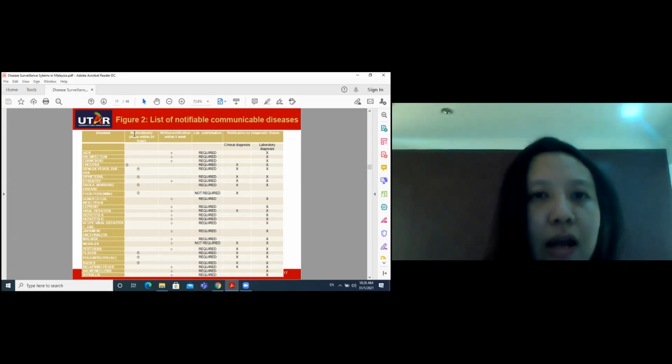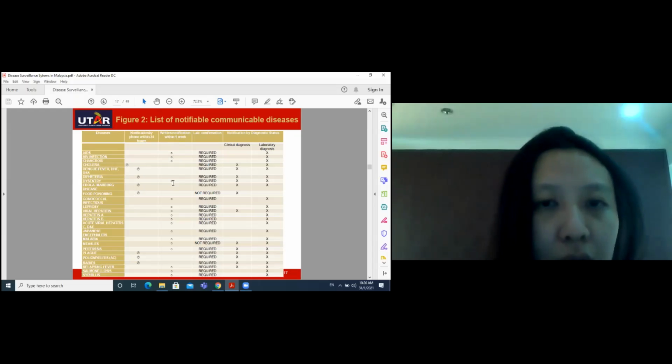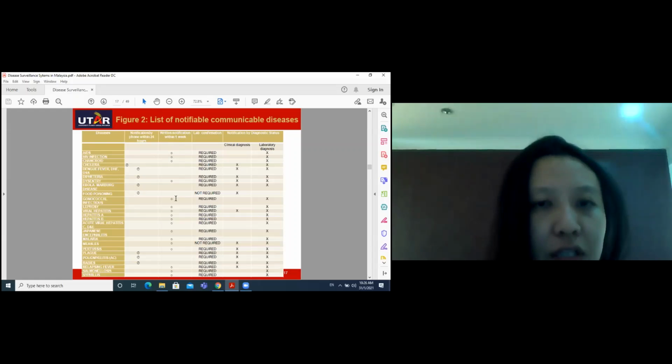So you can see here we have notifiable diseases by phone within 24 hours, which is required for cholera or food poisoning. We have dengue fever, diphtheria, dysentery, Ebola, food poisoning. So the medical practitioners need to notify the disease to the nearest district health office within 24 hours. There are also diseases that need written notification within 1 week, for example AIDS, HIV infection, dysentery, and also other infections such as viral hepatitis A, B, and C.